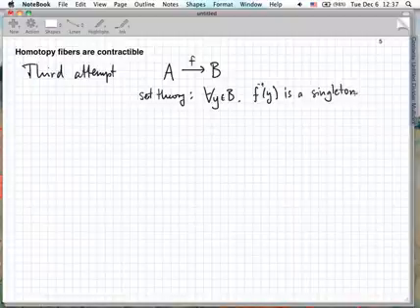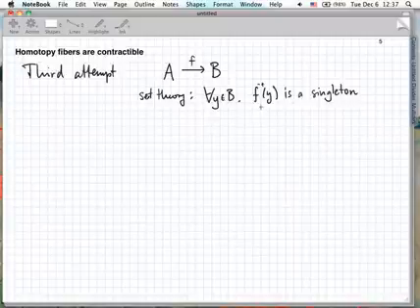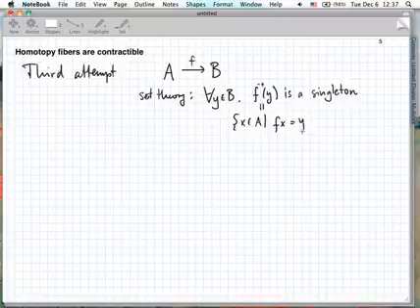And so now we try to turn this into a homotopy theoretic definition. So we know already that the for all is going to turn into a pi. But the question is, what is this f to the minus 1 of y? What is that? Well, by definition, this is the set of those x's in A such that f of x equals y. So you just change this equal to path, and you get the following definition, which is called the homotopy fiber.